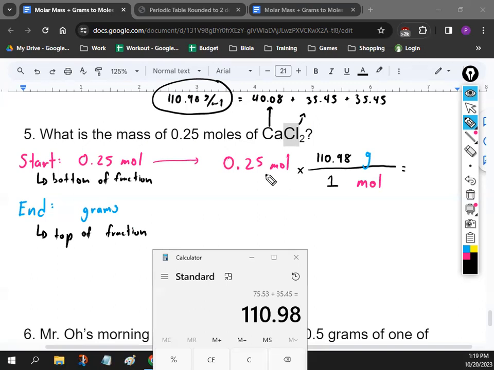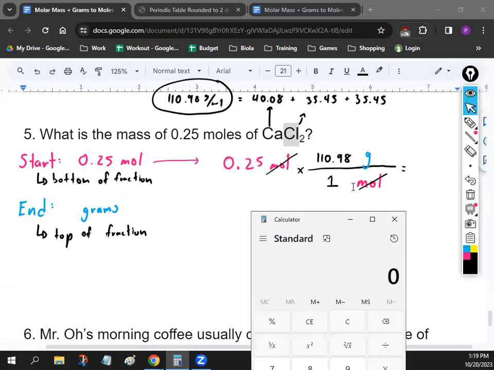And if we do that, again, if you have something on the top and bottom, they cancel out. So if you get rid of moles, whatever answer you get, you're going to get it in grams. Okay, so let's punch it into our calculator. Remember, all the numbers on the top you multiply, all the numbers on the bottom you divide. So 0.25 times 110.98. If you divide that by 1, it's still the same number.